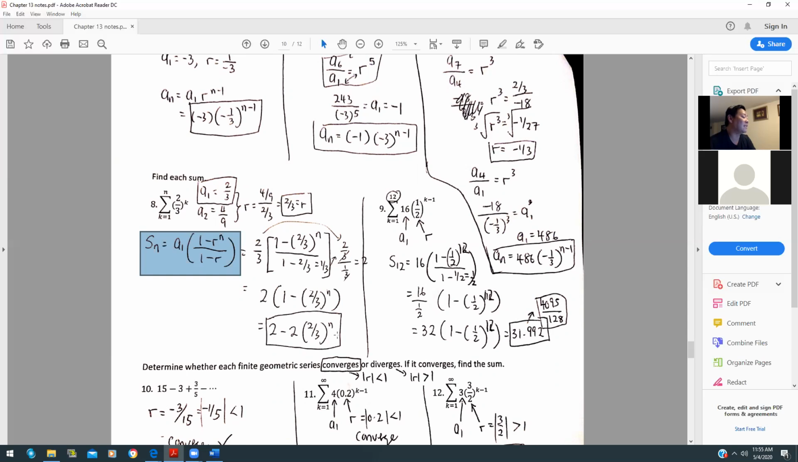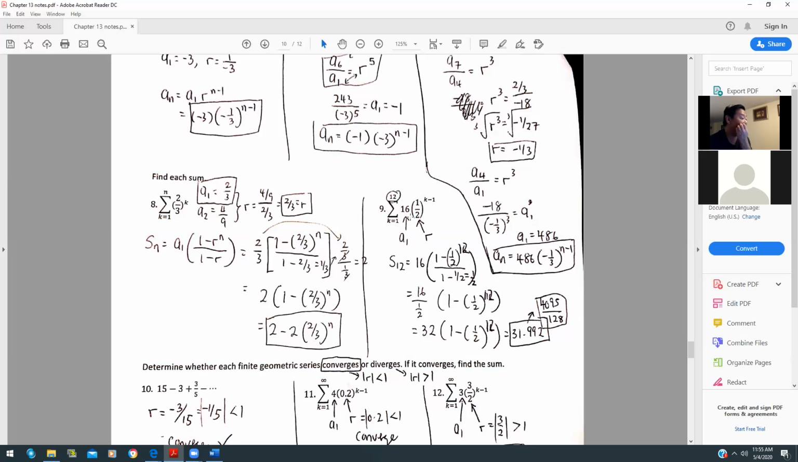And then your answer in this case is going to be in n terms. The reason why is because this is an n-term sum. You cannot figure it out. But once the n becomes 12, then your answer can be in decimals or fractions. Then you have your answer is not in the n term.